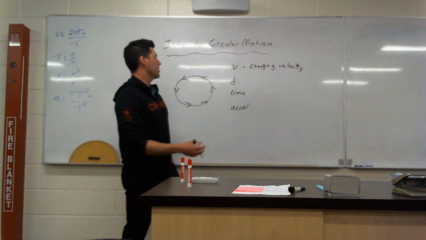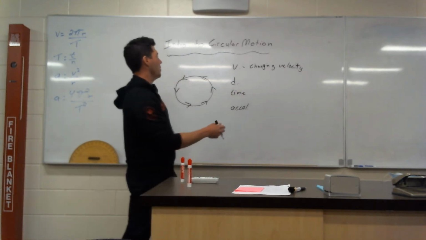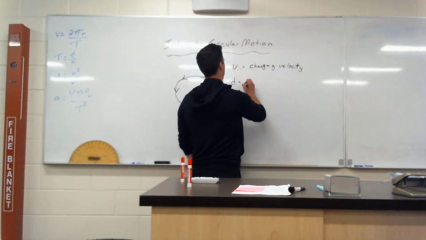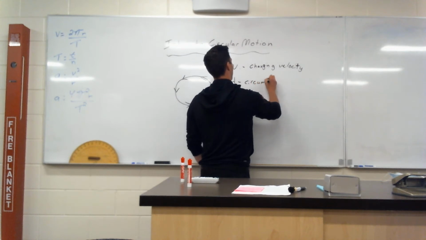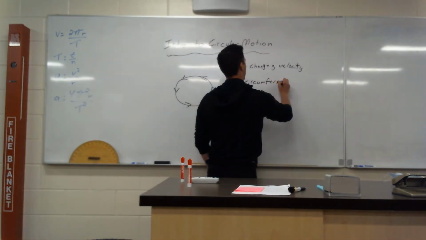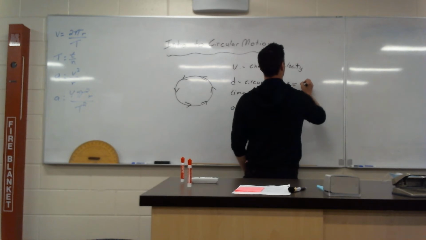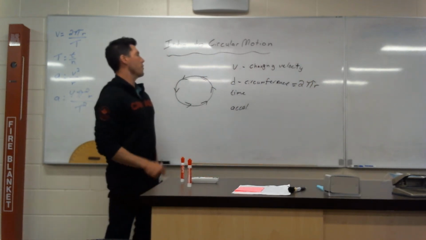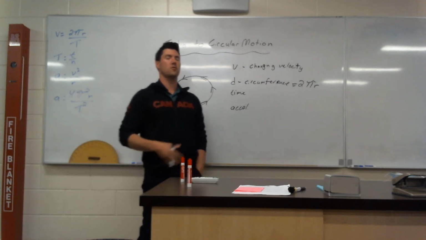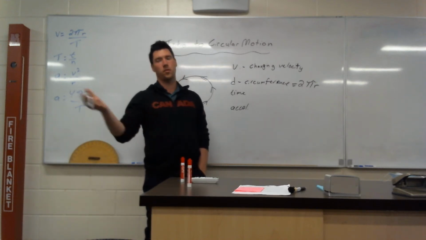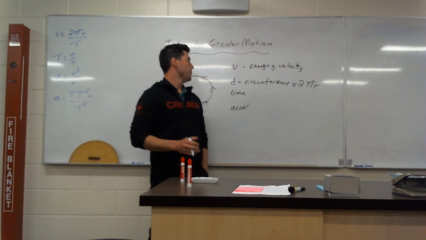All right, distance. How can we think of it as a distance? Well, we can think of this as our circumference, which will make it a lot easier, which is 2 pi r. So basically, if I have a radius, the way I can figure out a circumference is 2 pi r. We're going to be using that a lot as we go through this.